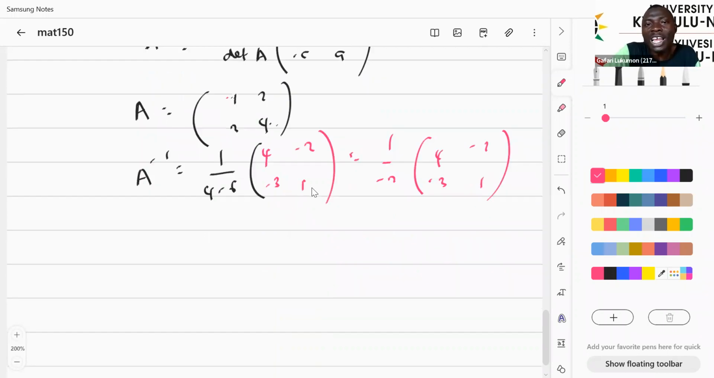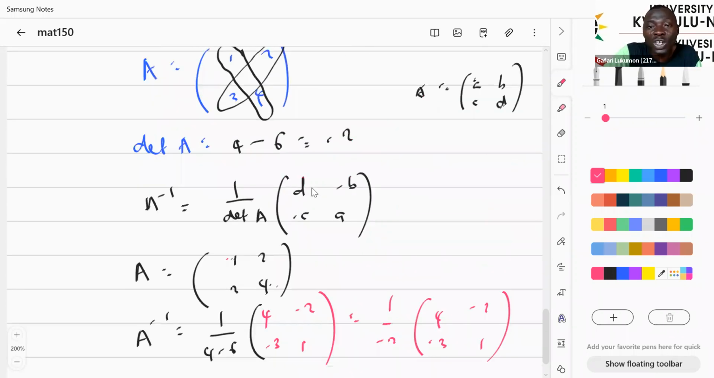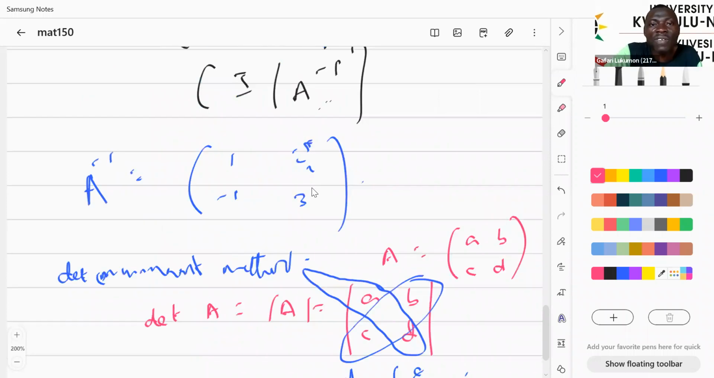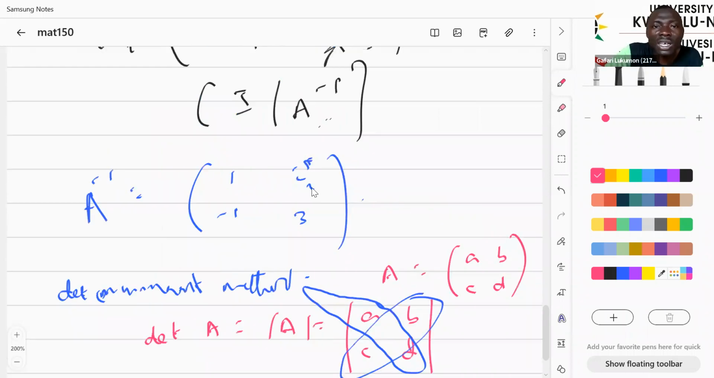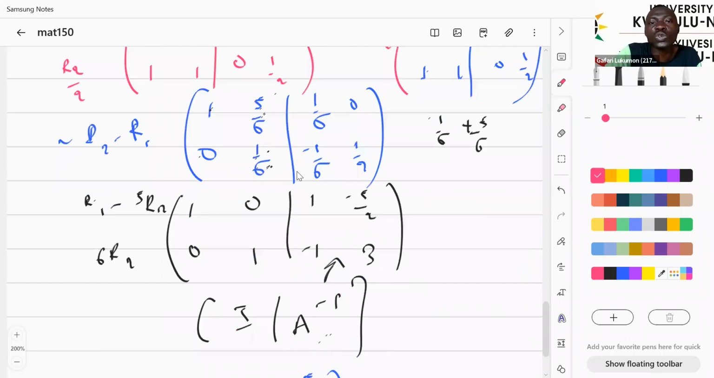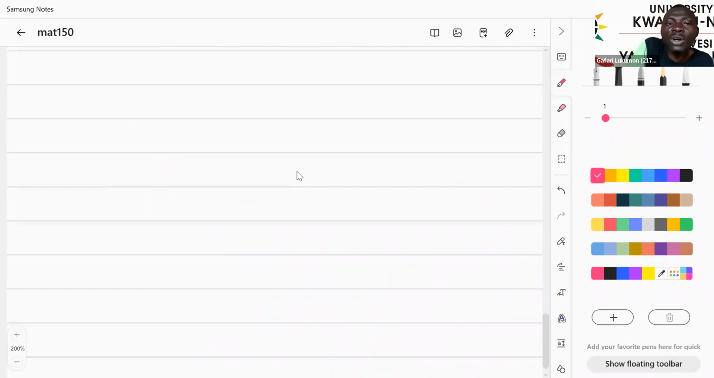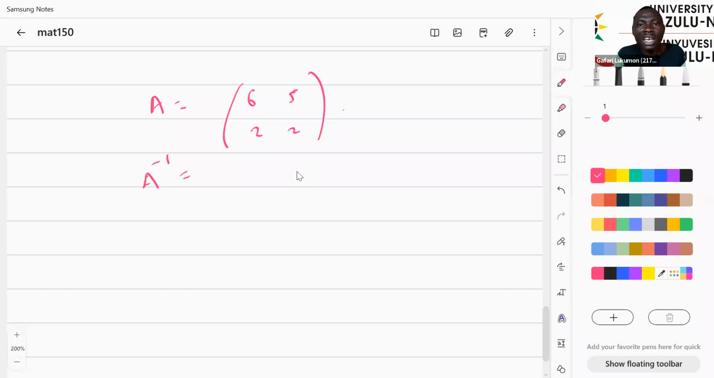This is very simple, especially when you have it in your MCQ, you don't need to stress yourself. Okay, let us apply the same method to the first question we solved. That is where we find the inverse of what? What is the question? 6, 5, 2, 2. Okay, I want us to do it together. 6, 5, 2, 2. Let's say we want to apply the determinant method. Then A inverse will be what? Okay, everybody.